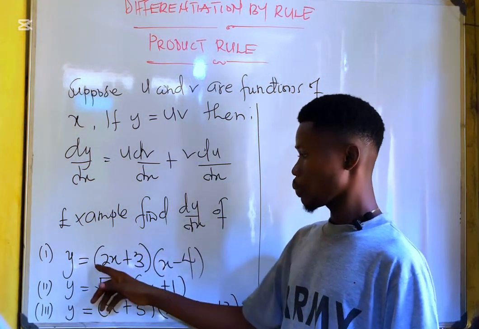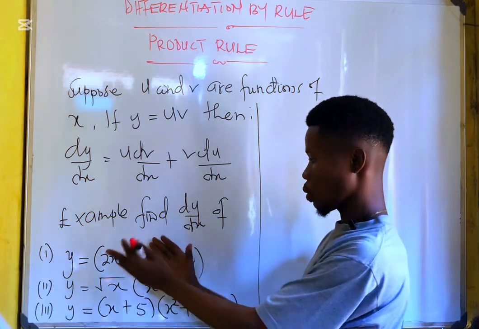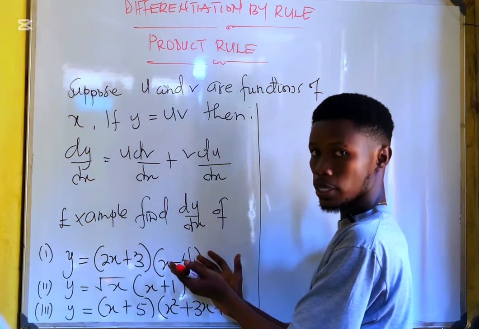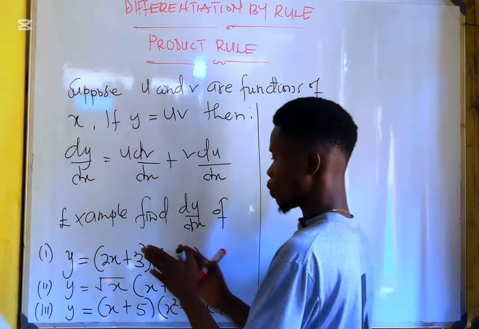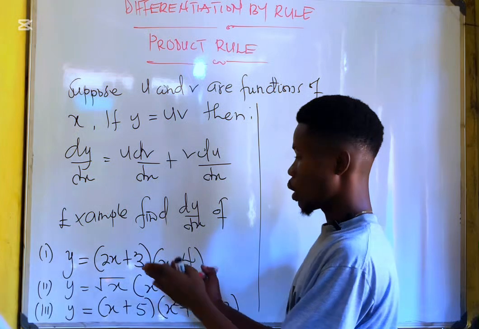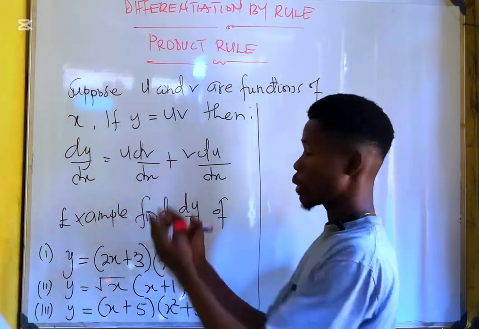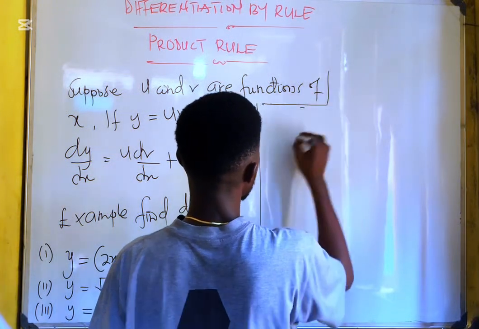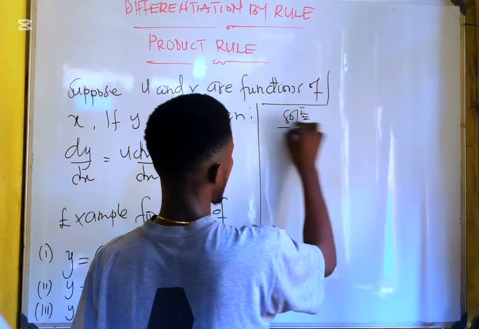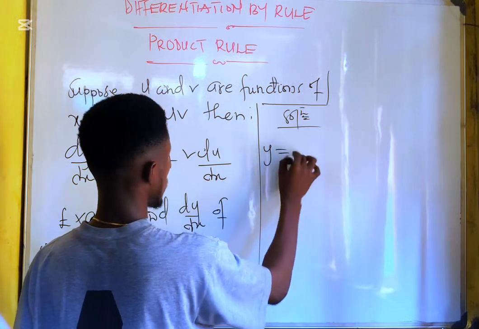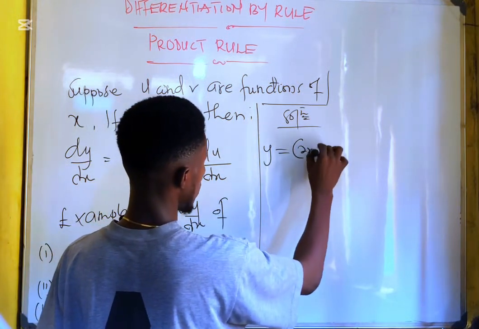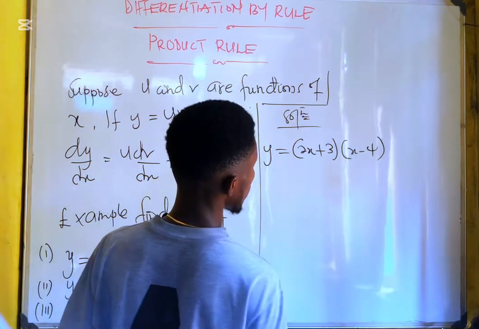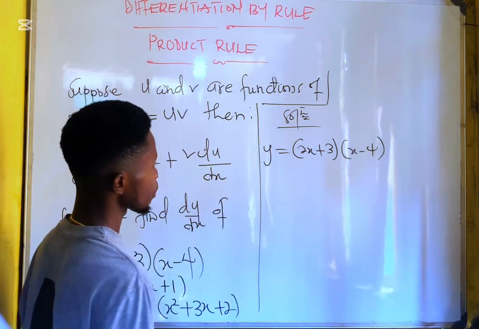So an example of this one. This is 2x plus 3, the whole of this multiplying x minus 4. So this one is multiplying this. Is that okay? Good. So if this is multiplying this, how can I apply this formula to do it? The first thing that you are going to do is that the question is y equals 2x plus 3, then x minus 4. Okay.